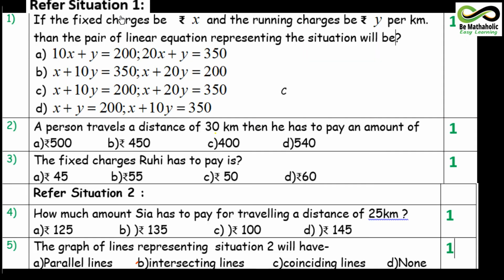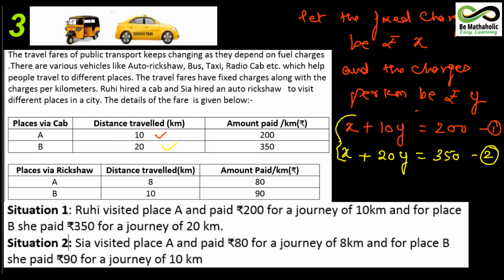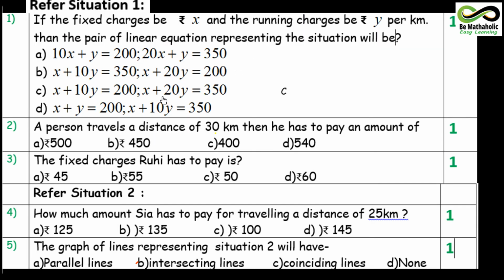For refer situation 1, the first situation, you have to consider and answer. If the fixed charges be rupee x and the running charges be y, then what is the pair of linear equations representing the situation? Now in this, out of the given set, I think in the previous question slide I'll show you, x plus 10y is 200 and x plus 20y is 350. So I think the expression third, which is the C option, is very well satisfying the given situation. So this will be the right answer.